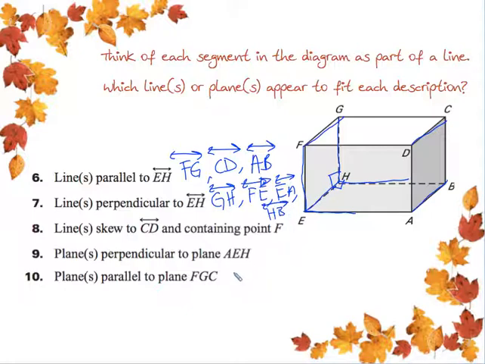Okay, lines skew to CD containing point F. So CD is this one right here. Lines skew to it cannot be parallel, so it can't be this one or that one, because those are parallel. It cannot intersect it, so it can't be those others. So anything else would be skew to this, but it says containing point F. So the only one containing point F is line FE.